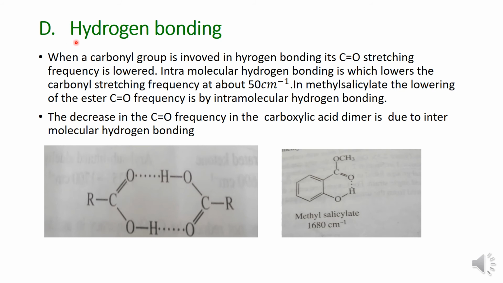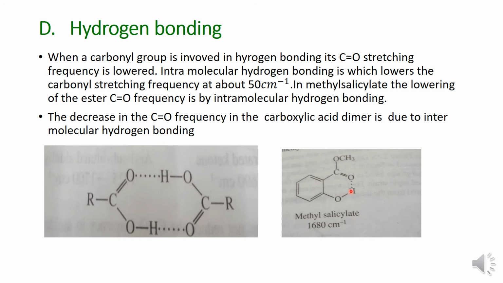The fourth factor which influences the carbonyl stretching frequency is hydrogen bonding. We know that there are two types of hydrogen bonding, intermolecular hydrogen bonding and intramolecular hydrogen bonding. Both cause the carbonyl stretching frequency to be lowered, whether it is intramolecular or intermolecular hydrogen bonding. An intramolecular hydrogen bonding example is methyl salicylate.